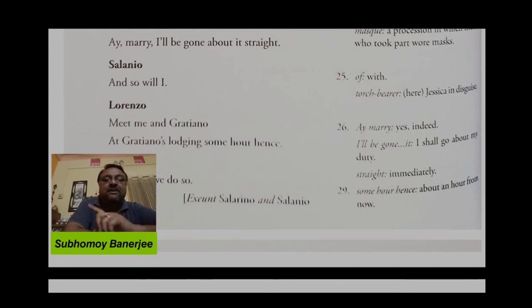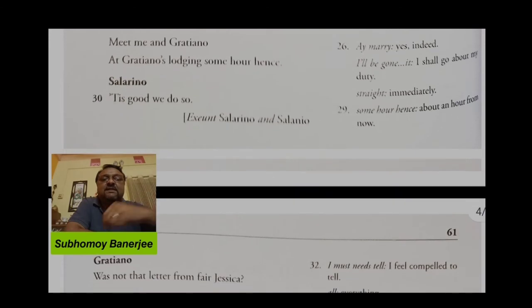Earlier we have seen they were not willing to do this masquerade, but now they see their friend Lorenzo receiving the love letter from his beloved, in which she has written that he must keep his promise, and the friends swing into action. They decide to help Lorenzo, and therefore they say, yes, we are going to get ready for the mask because this is important. And Lorenzo says, meet me and Gratiano at Gratiano's lodging some hour hence. So meet me and Gratiano at Gratiano's house after a few hours. Salarino says, it is good we do so.